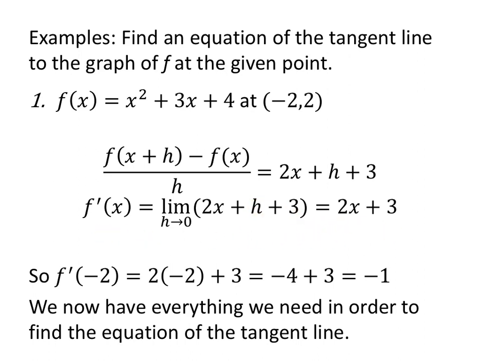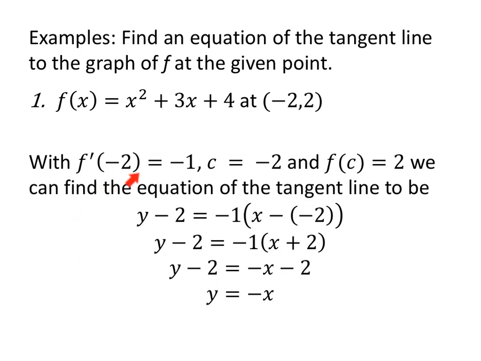Sometimes it's good to go back to the instructions. Find an equation of the tangent line. Equation of a line. All I did was find an equation for the slope. So my particular derivative at an x value of -2, that's 2 times -2 plus 3. That's -4 plus 3, which is -1. So finally I have my slope, I have my point, I have everything I need in order to find the equation of a tangent line.